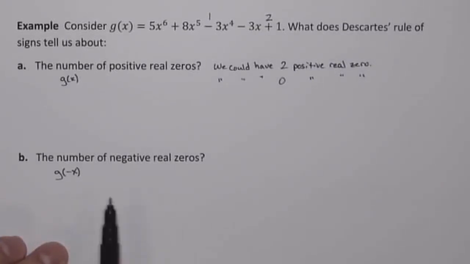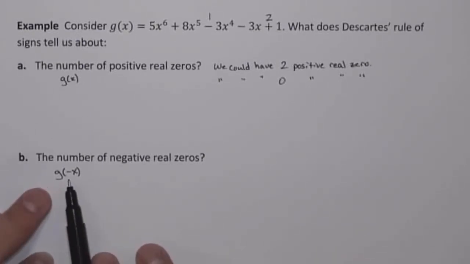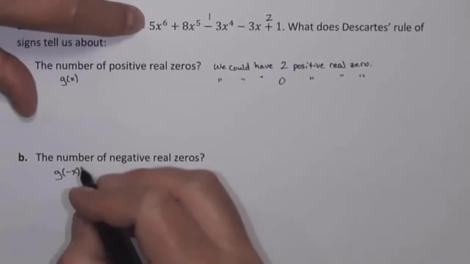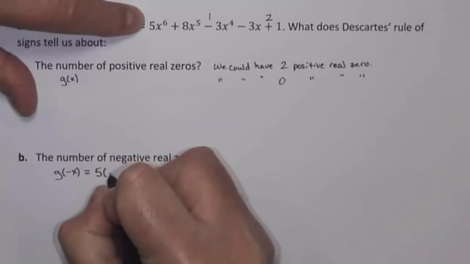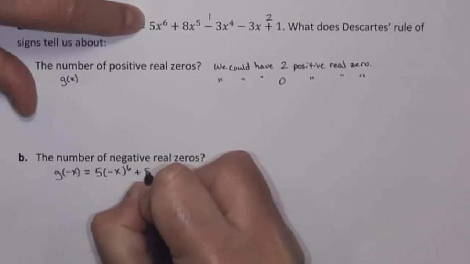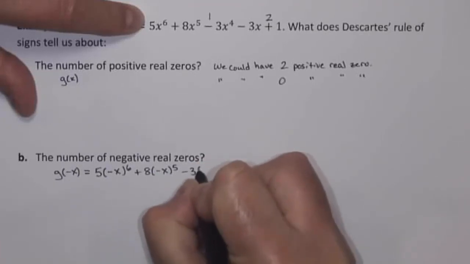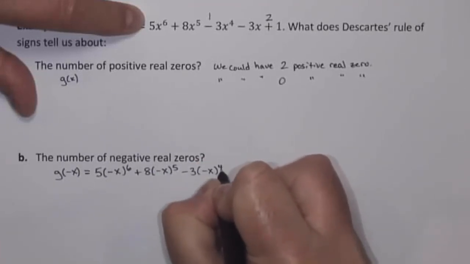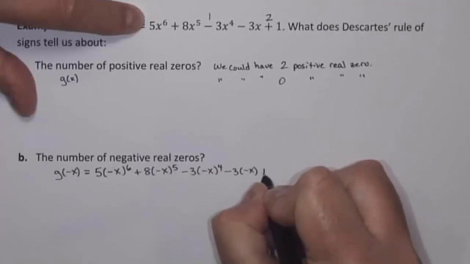Okay? Now the same for the negative real zeros, except we've got to figure out what is g of negative x. So the first step here is find g of negative x. So that's going to be 5 times negative x to the 6th plus 8 times negative x to the 5th minus 3 times negative x to the 4th minus 3 times negative x plus 1.